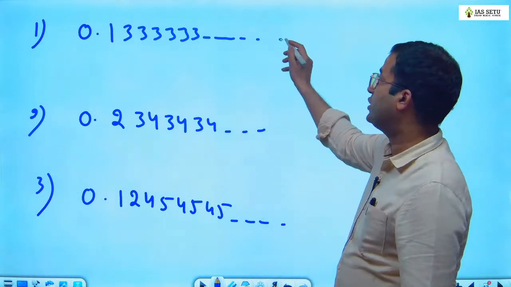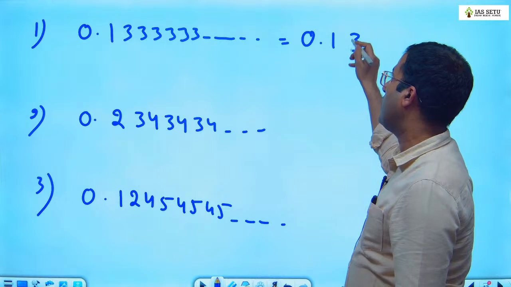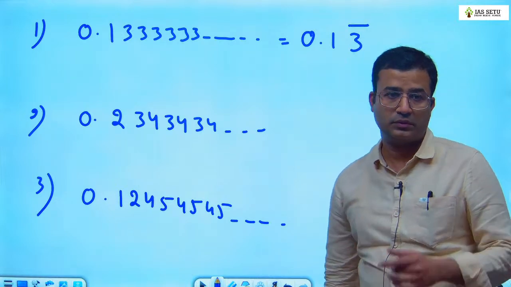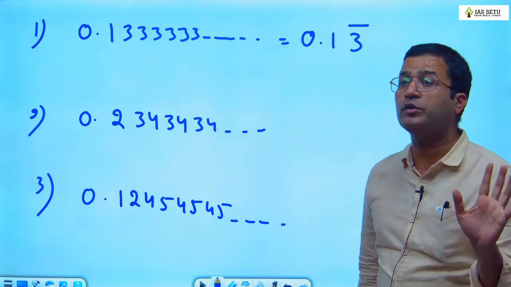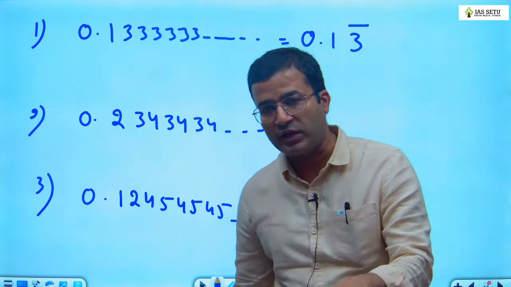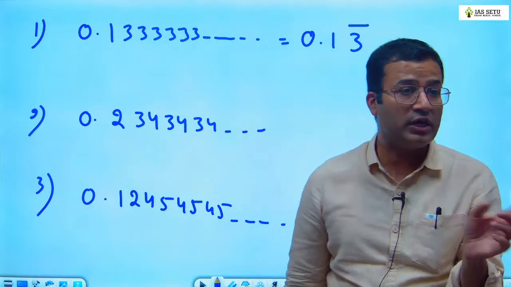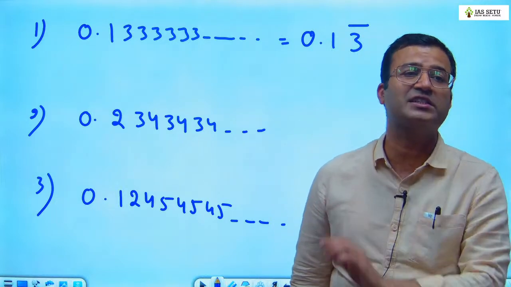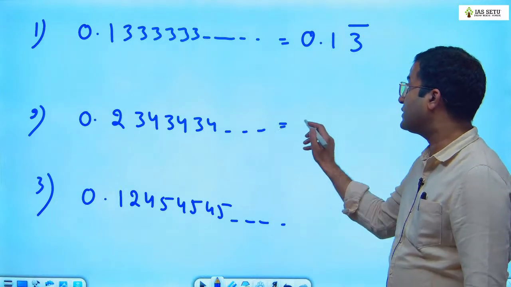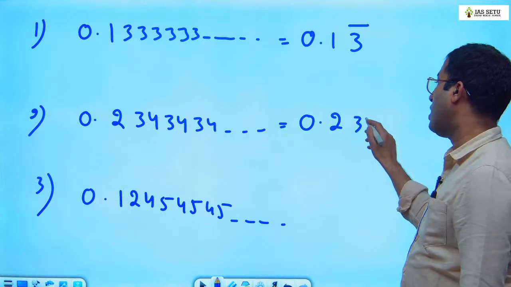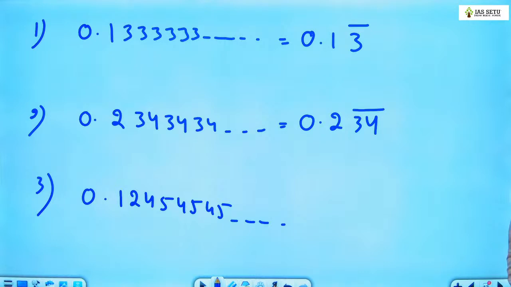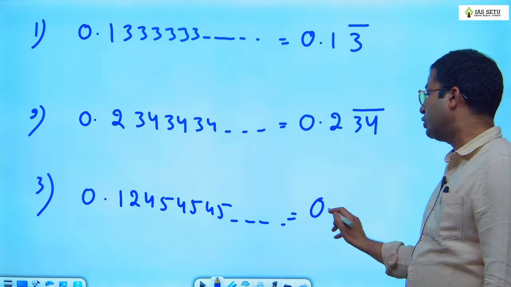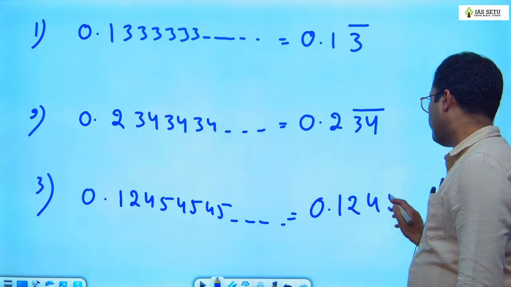So the first question is 0.1 bar on 3. Only 3 recurs, 1 is not repeating. After the decimal there is a 1 and also a 3, but 1 is not repeating, only 3 is repeating. In the second question, 0.2 bar on 34: only 3 4 is repeating, not 2. Third, 0.12 bar on 45.